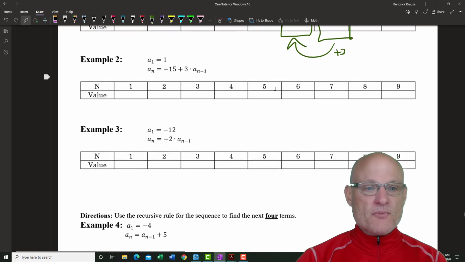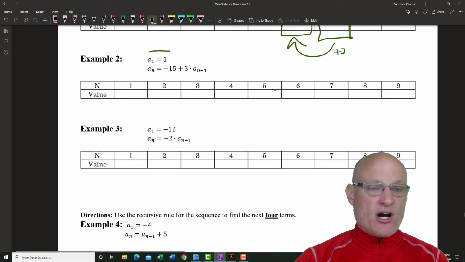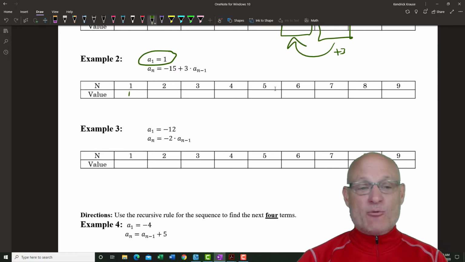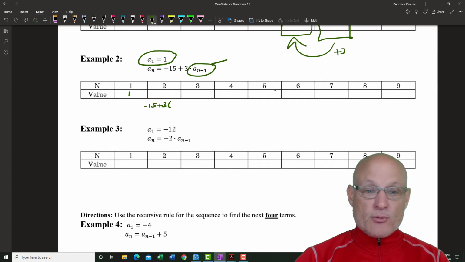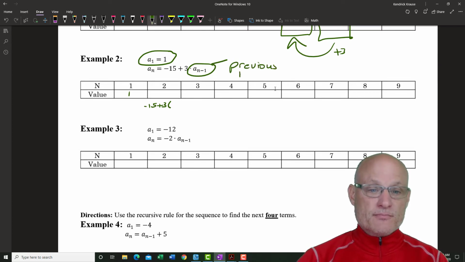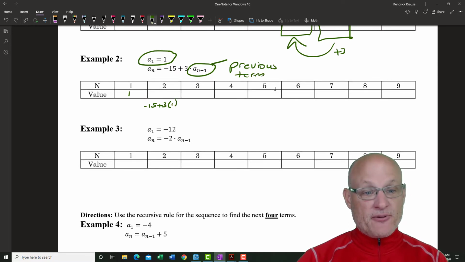Okay, so what does this say? This says our first term, and again, I'm always going to give you that first term, is 1. Now what does this say we're going to do? This says we're going to take negative 15 and add 3 times the previous term. Remember, this represents the previous term. So 3 times the previous term, 1, is 3. Negative 15 plus 3 is negative 12.